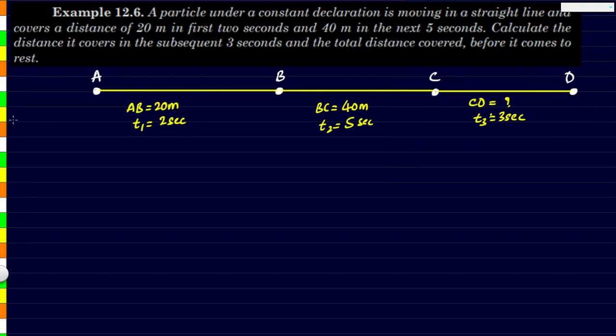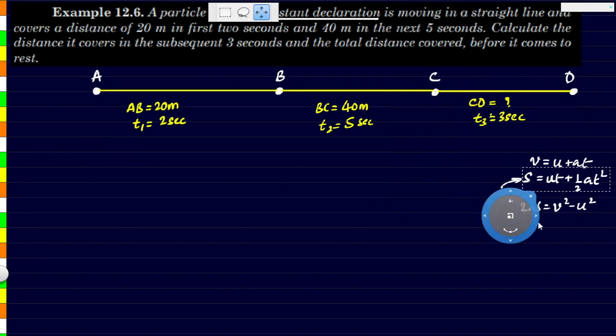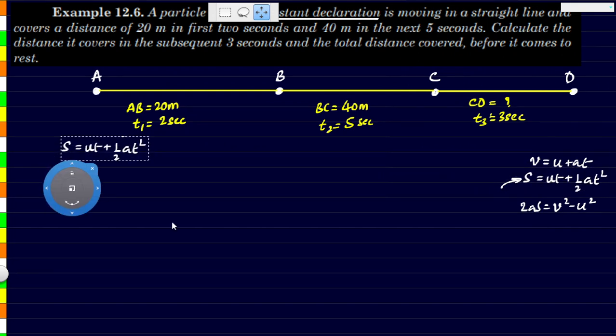Since the deceleration is constant, we can apply all the equations that we have for constant acceleration. The first of them being V equals U plus AT, second being S equals UT plus half AT square, and third being 2AS equals V square minus U square. Here we need a relation between distance and time, so the second equation is the best one for us to use.